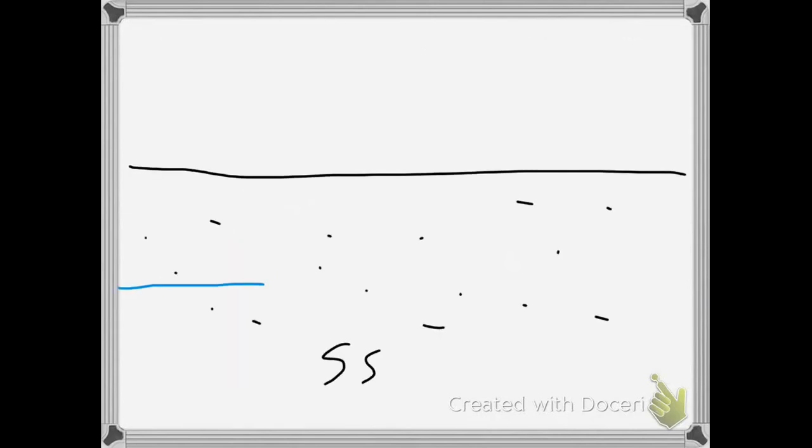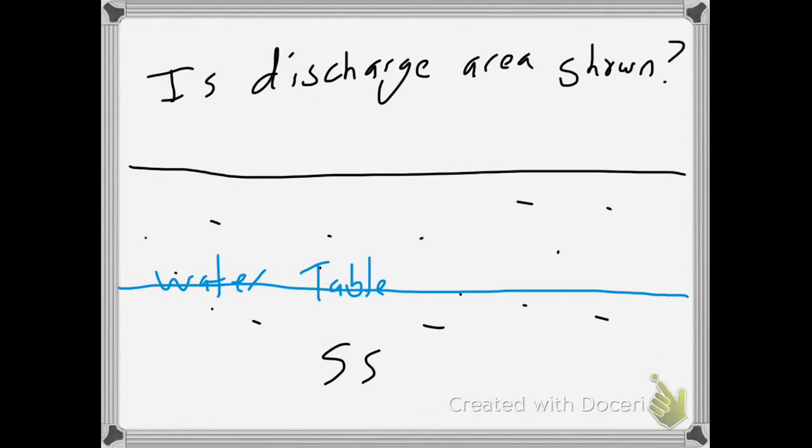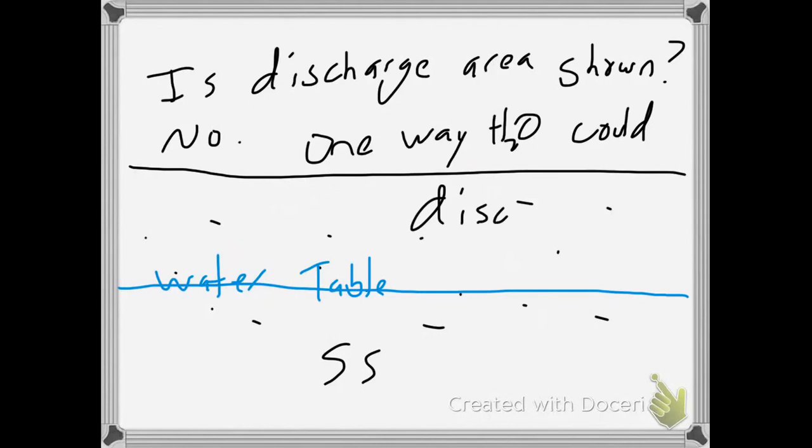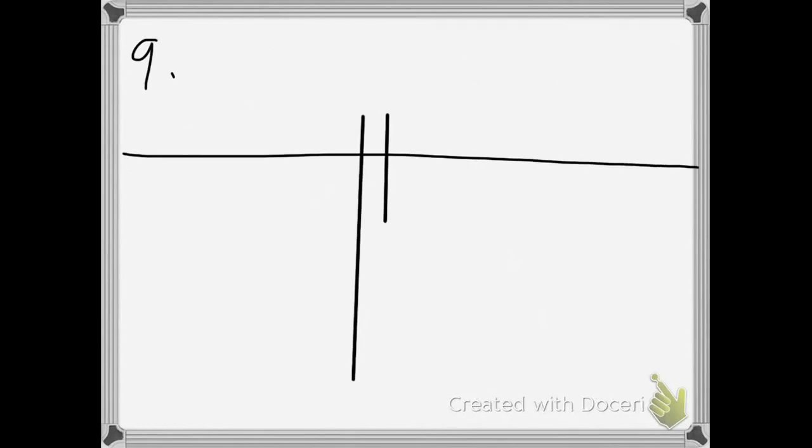Okay, same picture. I guess this is a continuation of question 8 with the water table. Okay, and I erase the arrow there. Okay, is there a discharge area shown in this picture? Is there discharge shown? And the answer is no. One way that water could potentially discharge from an aquifer, how would that manifest itself when water comes out of the ground? Well, that would be in the form of a spring. So I do not see any springs in this picture.